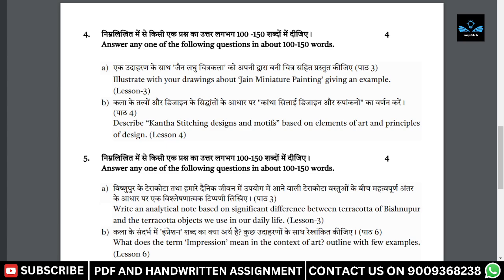And here the question number four A is: illustrate with your drawings about Jain miniature paintings giving an example. This question is taken from lesson 3 and this question is about 100 to 150 words.